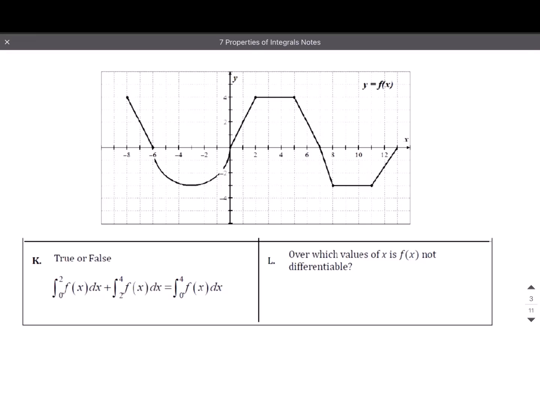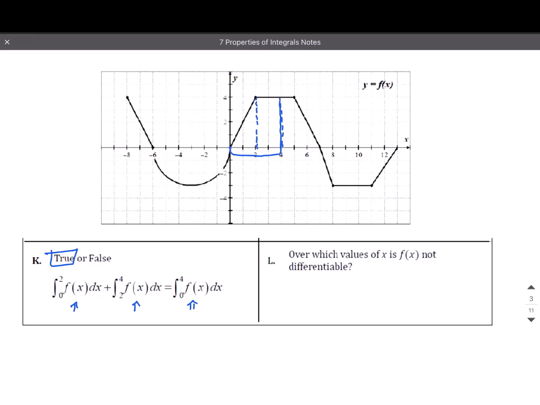Same picture, new problems. True or false? What do you think? That the integral from 0 to 2, that area, plus the integral from 2 to 4, that area, is the same as the integral from 0 to 4. If we take this area and we add this area, we do get the same area here. So yes, this is a true statement, and this is going to lead into one of our properties that we're going to look at in a minute.